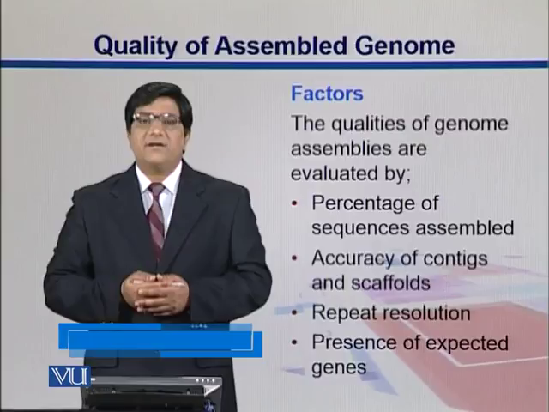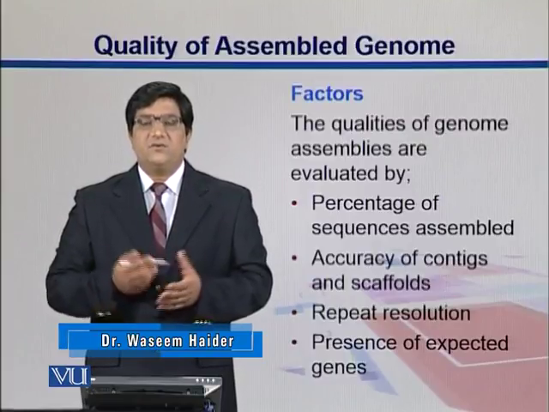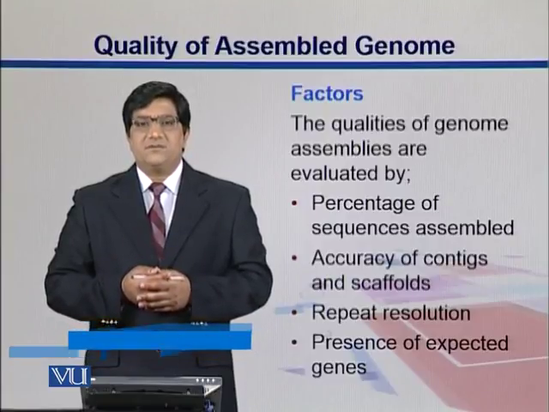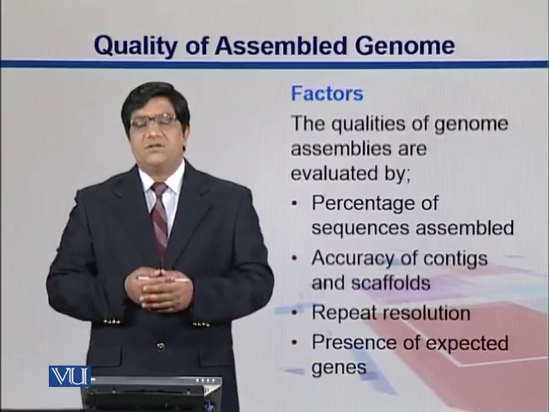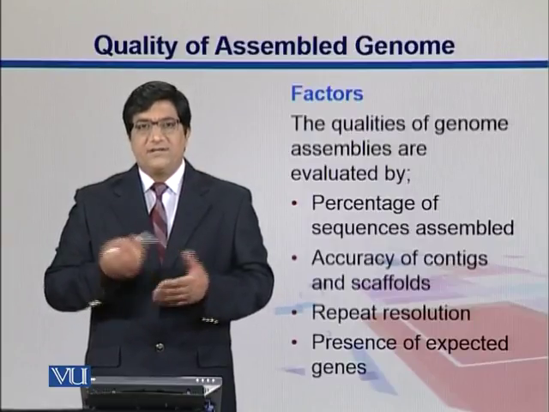Sometimes we might have an idea about the genes which are present in different species, the homologous genes. So we can have an estimate of those genes by comparing to some closely related species, and we can test our assemblies.